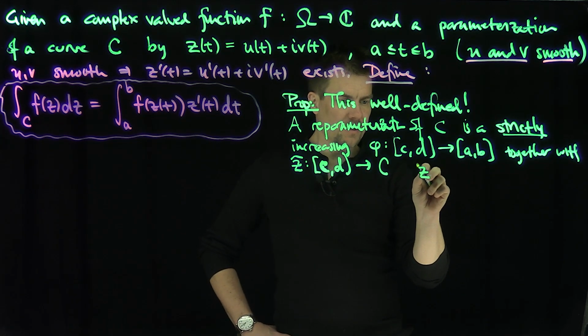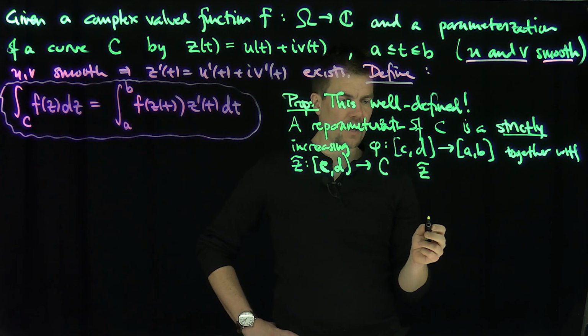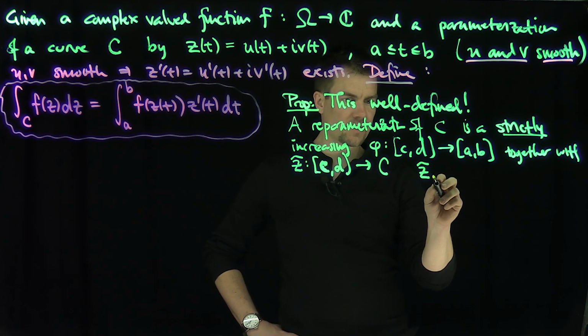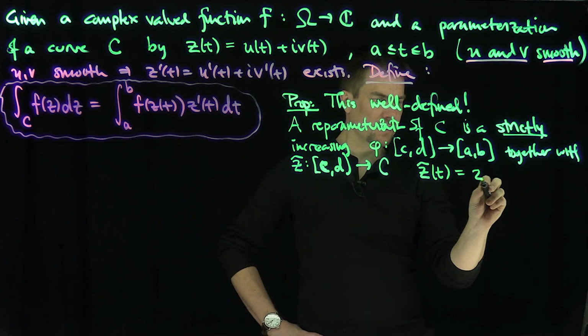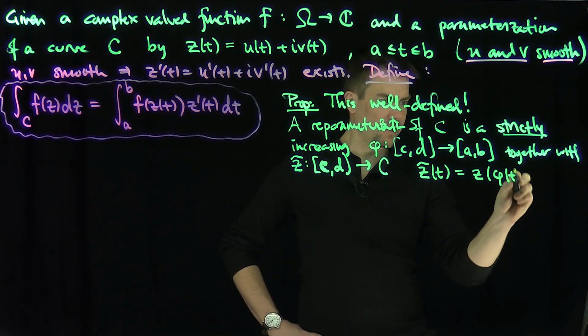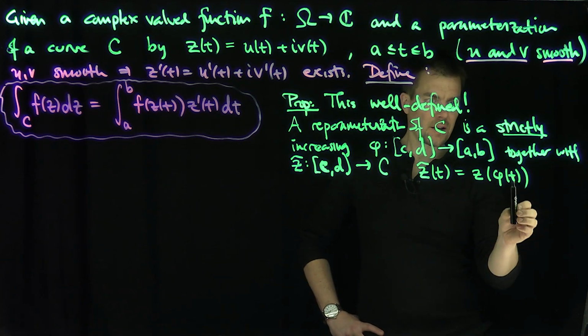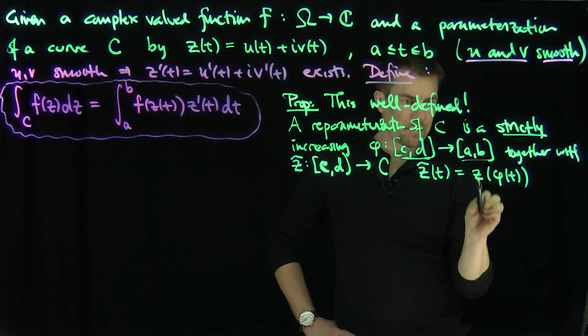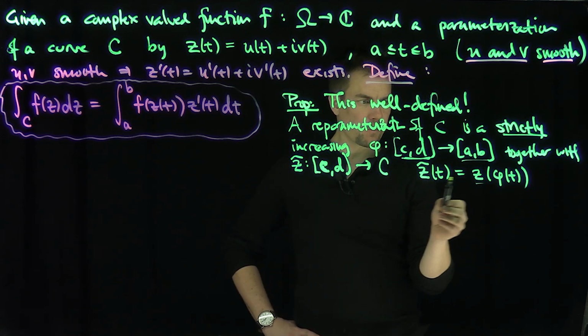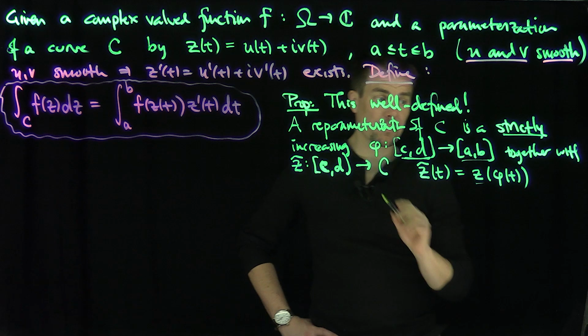If you have Z tilde, so I need to plug in values of A and B. Z tilde of T, so if I give you a C and a D, that's the same thing as Z of phi of T. So let's make sure that this makes sense, right? If I plug in something between C and D, phi maps it to A and B, and that's what Z inputs, and then Z tilde inputs the things between C and D. So this is what a re-parameterization is.